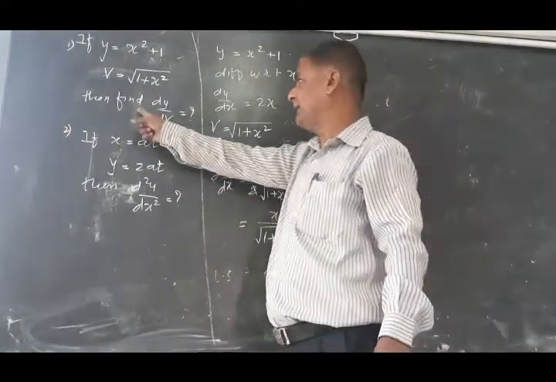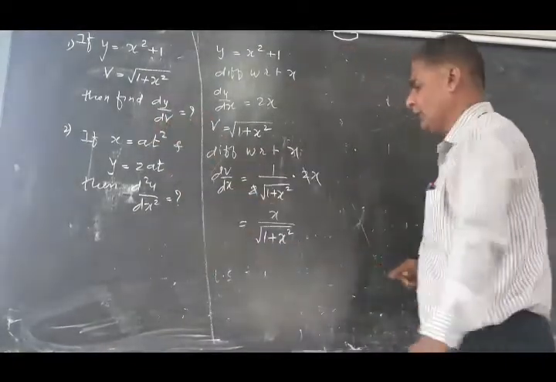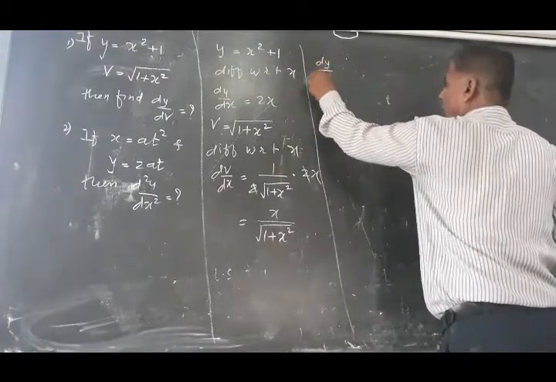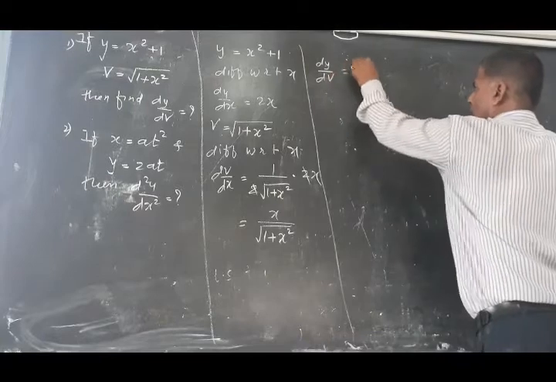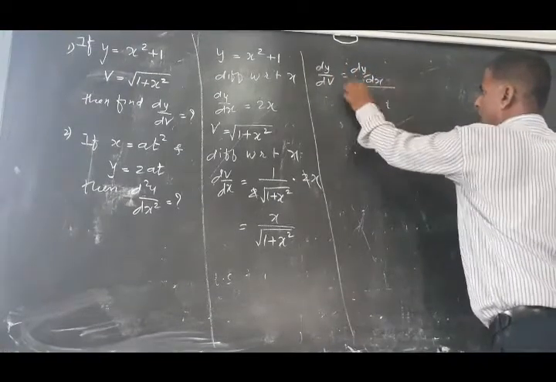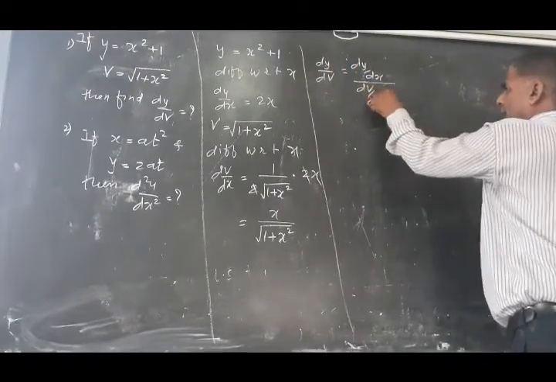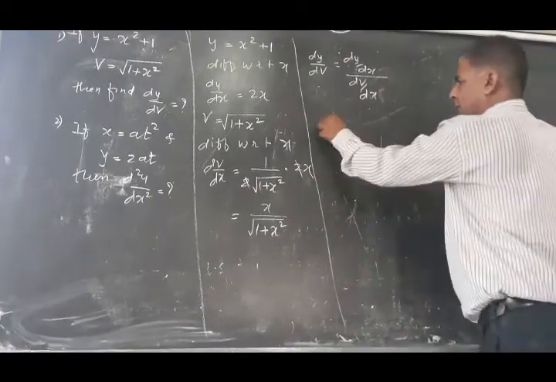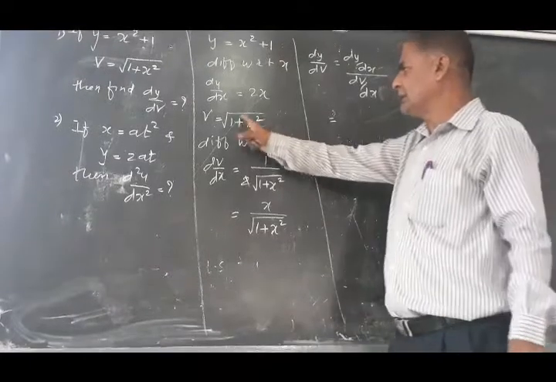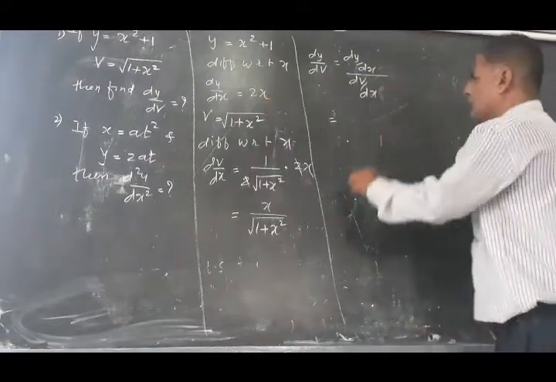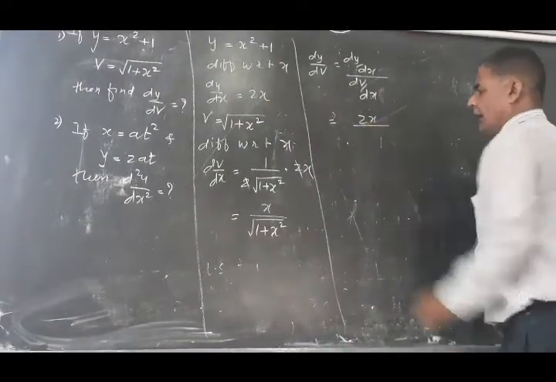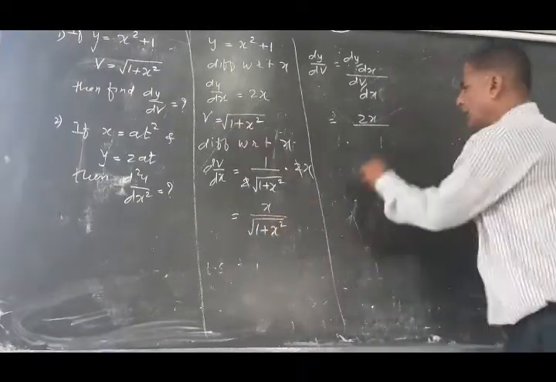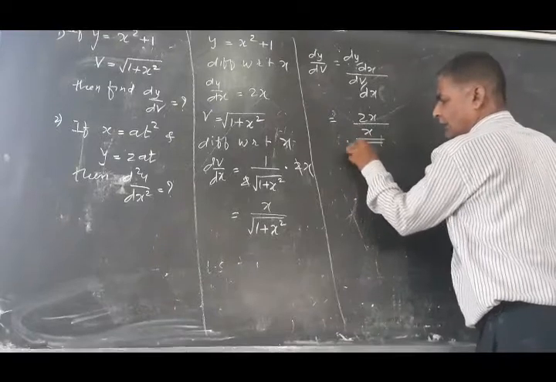But we have to find dy upon dv. So the parametric form is in this way: dy upon dv is equal to dy upon dx divided by dv upon dx. That is the parametric rule. Substitute the existing derivatives here. dy upon dx is 2x, and dv upon dx is equal to x under root of 1 plus x square.